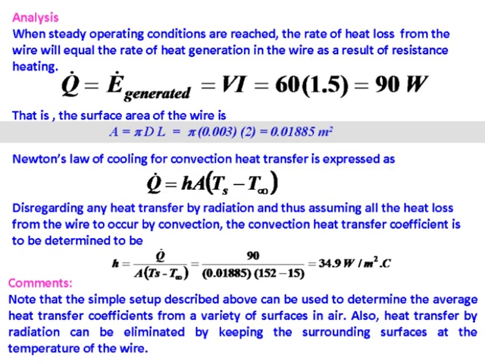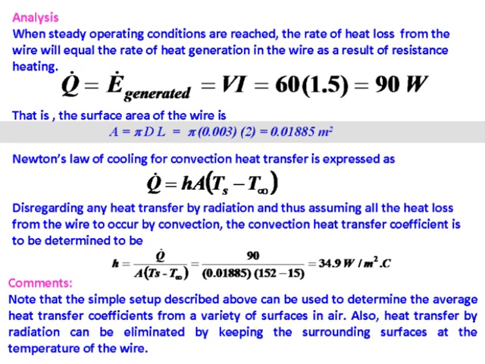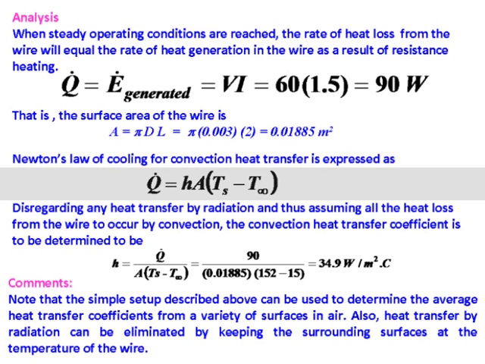A is the surface area, that is pi into diameter into the total length. So, that is pi d l is my surface area. So, we have q dot equal to h into surface area, which is 0.01885 meter square, into T s minus T infinity. T s is 152 degree Celsius and T infinity is 15 degree Celsius. So, now I said q dot g equal to E dot G equal to E dot out. So, I have E dot G as 90 watts, and that is equal to E dot out, which is equal to h A into T S minus T infinity.